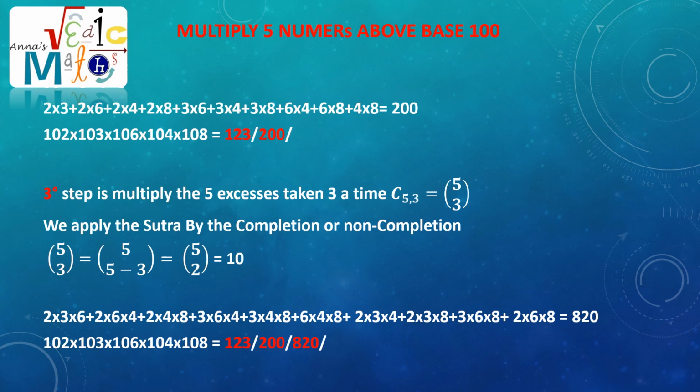Third step is to multiply the 5 excesses taken 3 at a time. That is the combination of 5 elements taken 3 at a time. We apply the Sutra by the completion or non-completion, and we have combination 5, 3 equal combination 5, 5 minus 3, that's 5, 2, equal 10. And we have always 10 possibilities to multiply these excesses, and the result is 820.